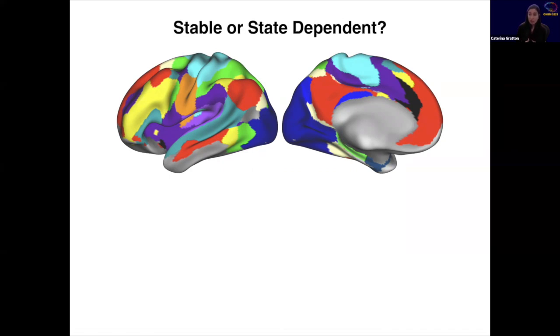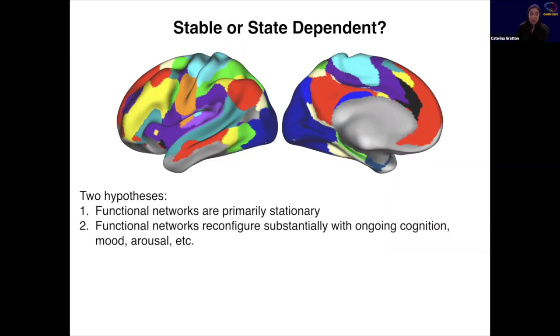However, these different types of questions differ in their underlying assumptions about the relative stability of functional networks. For example, some of these applications suggest that we would think functional networks are primarily stationary, so we can make a single measurement, and that measurement can tell us important things about that person's disease status or trait-like characteristics at other moments in time. Or they suggest to us that functional networks are constantly reconfiguring and reflecting ongoing cognition, mood, arousal, and so forth.